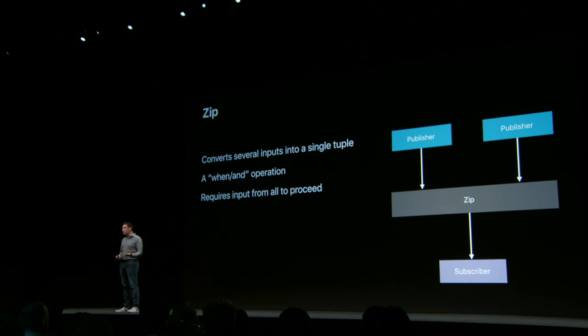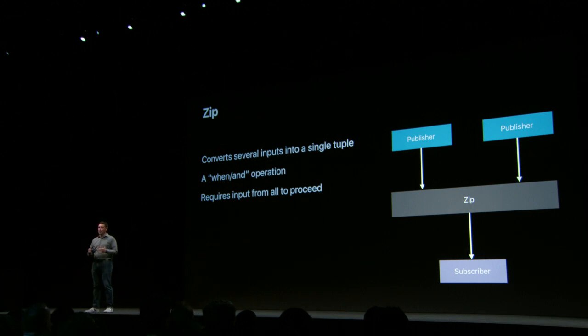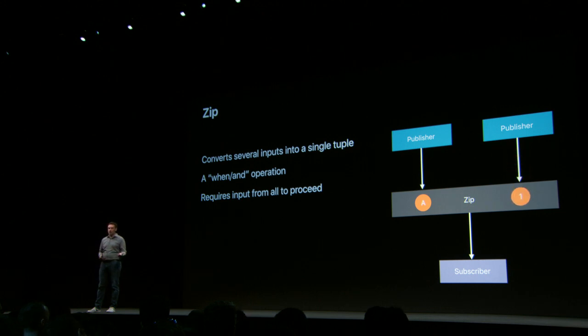Zip converts several upstream inputs into a single tuple. Because it requires input from all of its upstreams in order to proceed, it makes it a kind of when-and operation, as in when this and this and this have finished, do this other thing. So for example, my first publisher produces A, and then when my second publisher produces a 1, I now have enough information to create a tuple and send that value downstream to my subscriber.